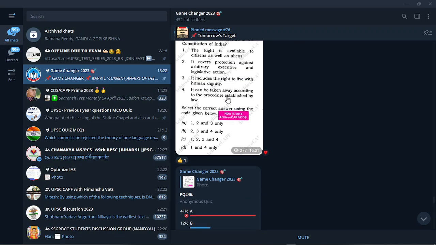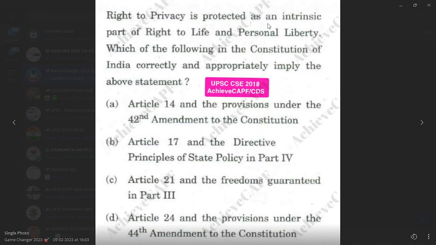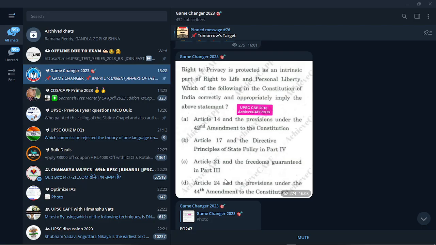Fundamental right to life and personal liberty. Right to privacy is protected as an intrinsic part of right to life and personal liberty, which are the following in the Constitution of India correctly and appropriately implied the above statement. Article 14 and provisions under 42nd Amendment. Article 17, Article 21 and freedoms guaranteed in Part 3. C.